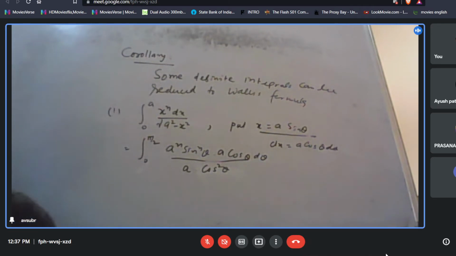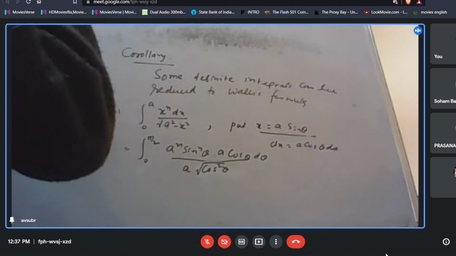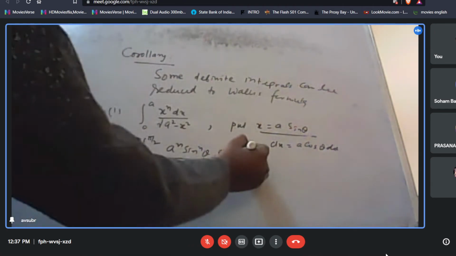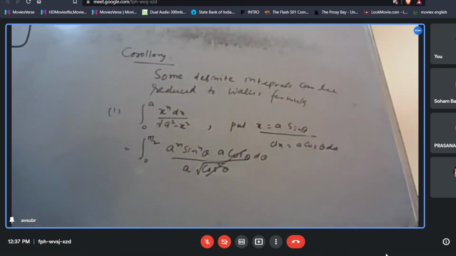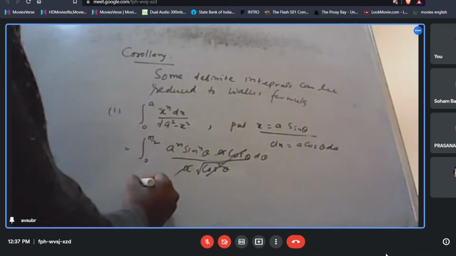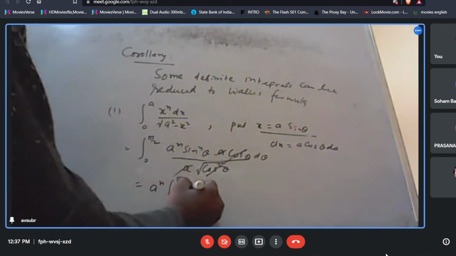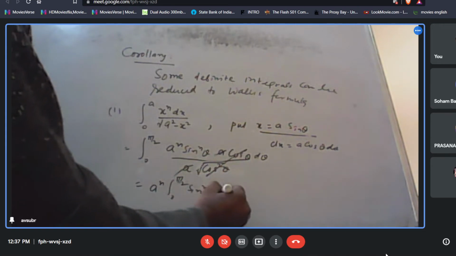Cos theta square root, square root of cos theta. So cos theta and cos theta will cancel out. Okay. This a and a will also cancel out. So this will be a to the power n, integral 0 to pi by 2 sin to the power n theta.